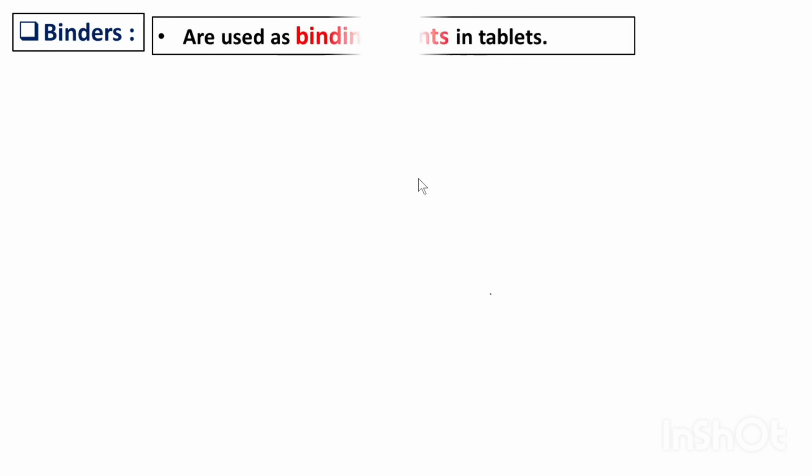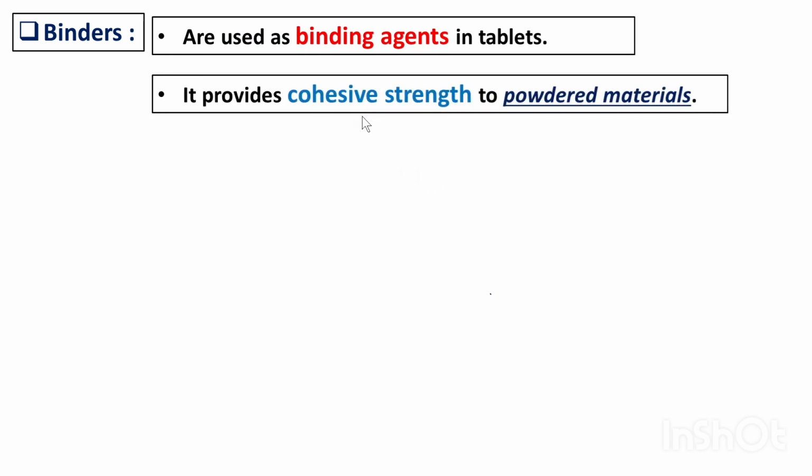Next excipient is binders. So what are the binders? Binders are the binding agents used in tablet, right? What is its importance? Mostly it will provide the cohesive strength to the powder material. So what will be the effect of the cohesive strength? Because of the cohesive strength, the API and the excipient, these both stick together.